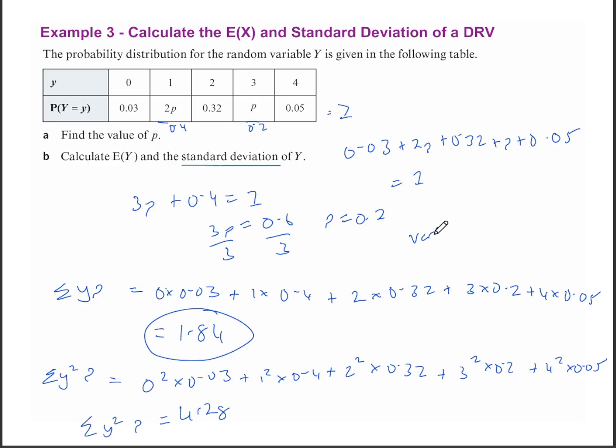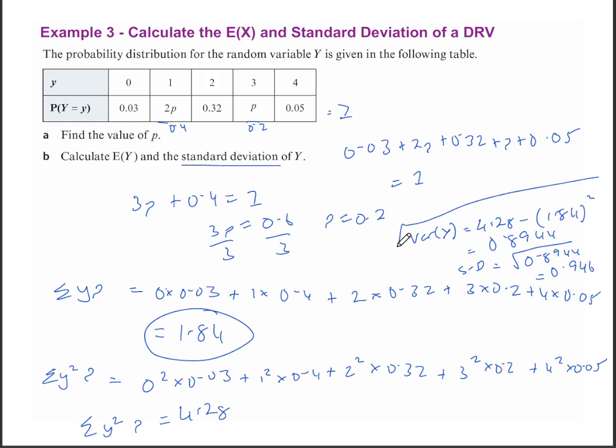That will be our sum of y squared times this probability. Then to find our variance of y, we will do this sum of y squared p, so 4.28, minus the mean, the expected value, 1.84 squared. This will just give us 0.8944. Then for our standard deviation, we will take the square root of that 0.8944, which just gives us 0.946.